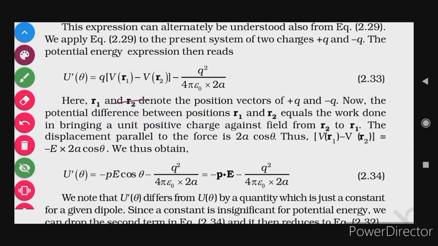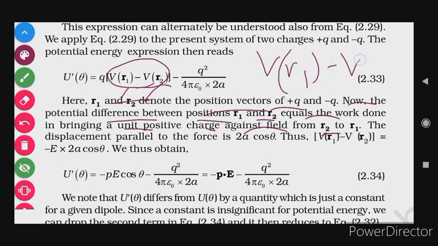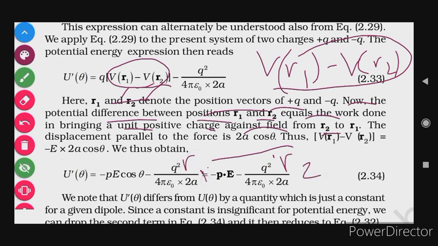Here r1 and r2 denote the position vectors of plus q and minus q, the two charges of the dipole. Note that the potential difference between positions r1 and r2 is equal to the work done in bringing a unit positive charge against the electric field from r2 to r1. So V(r1) minus V(r2) is this potential difference, the work done in bringing the charge from r2 to r1 against the electric field. So against the electric field, what will be the work done?